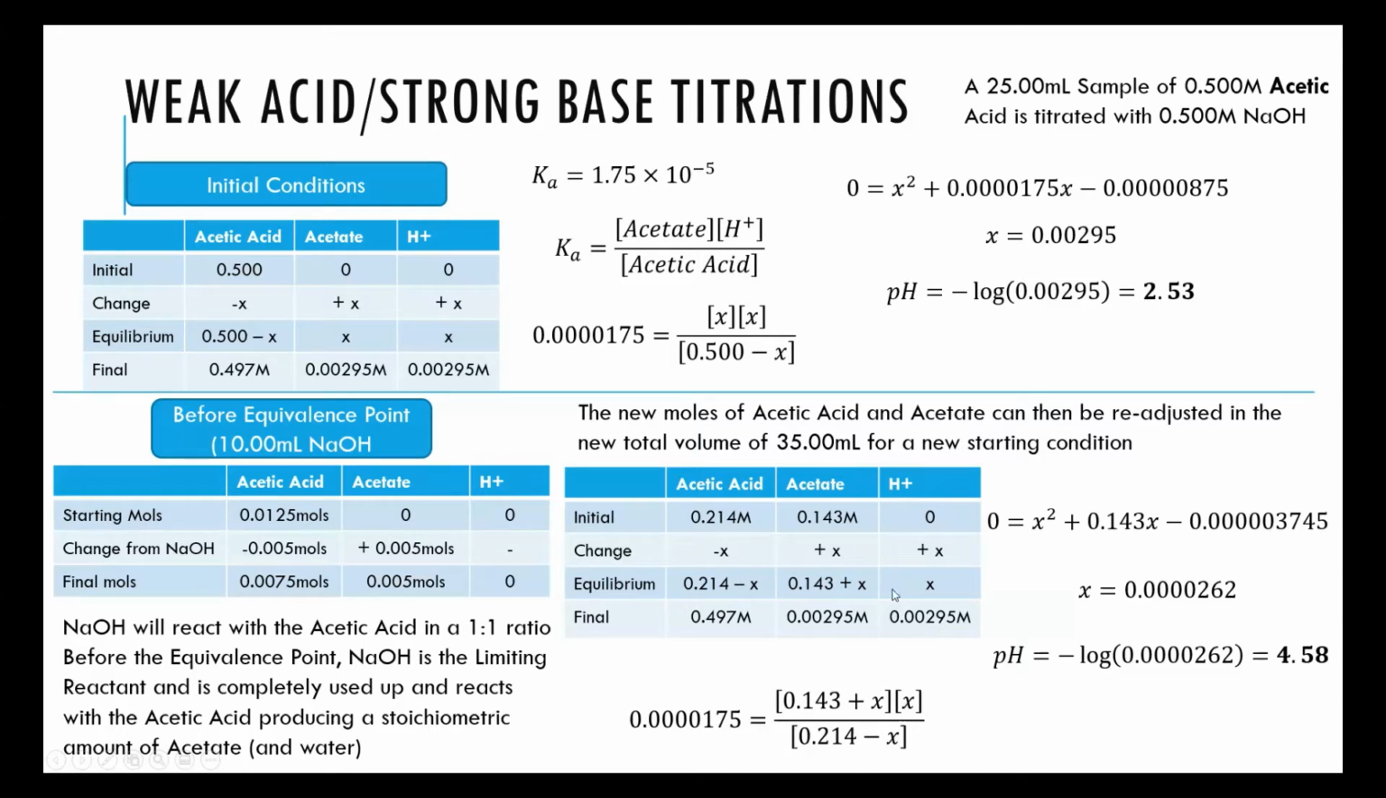So now you have this worked out where the Ka is equal to 0.143 plus X times X over 0.214 minus X. And when you work through and solve this out, you'd find that X is equal to 0.0000262. And that X is the concentration of H plus, and you can solve for the pH of 4.58.